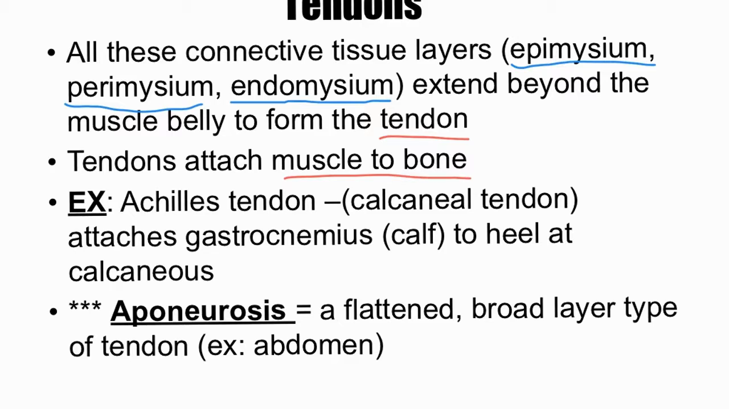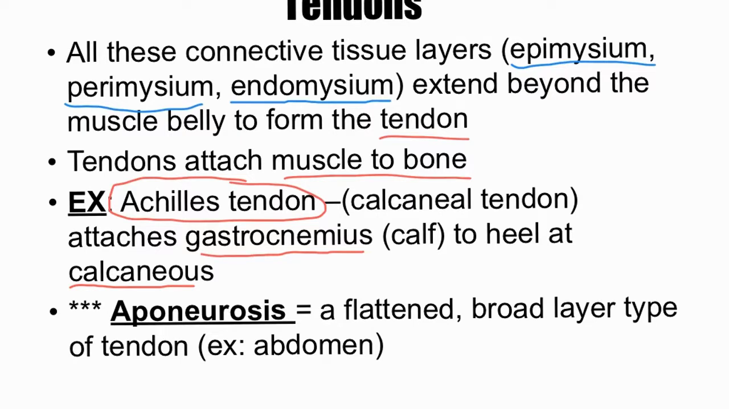An example of this would be the gastrocnemius, or the calf muscle, which is on the posterior side of the lower part of your leg. It doesn't directly connect to your calcaneus, your heel bone. It is attached to what's called the calcaneal or Achilles tendon. So the connective tissue layers of the gastrocnemius form the Achilles tendon, which connects your calf muscle to your heel. Remember, tendons connect muscle to bone, ligaments connect bone to bone.